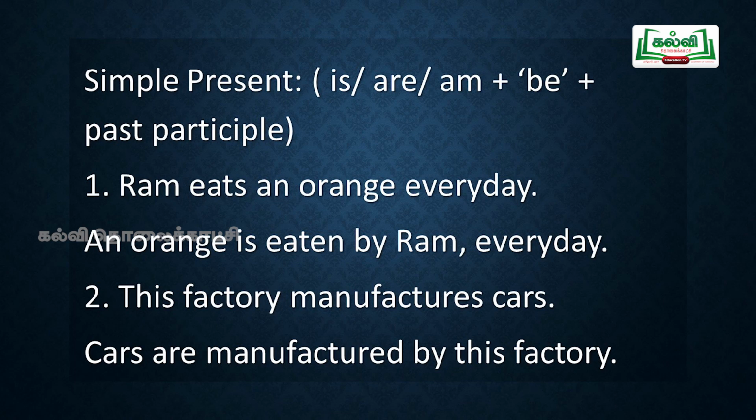Simple present: is or are or am plus past participle. Now look at the sentence, Ram eats an orange every day. Ram is the subject, eats is the verb. Ram eats what? An orange. So an orange is the subject of the sentence in the passive.